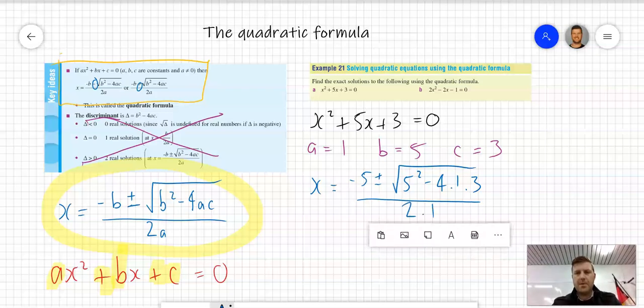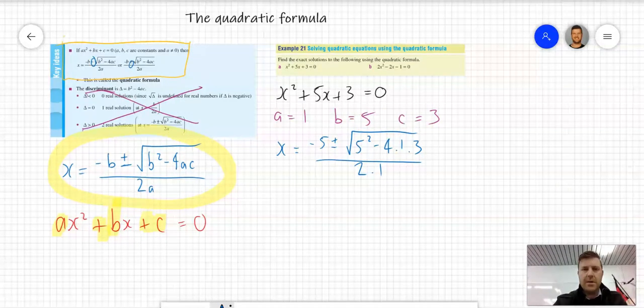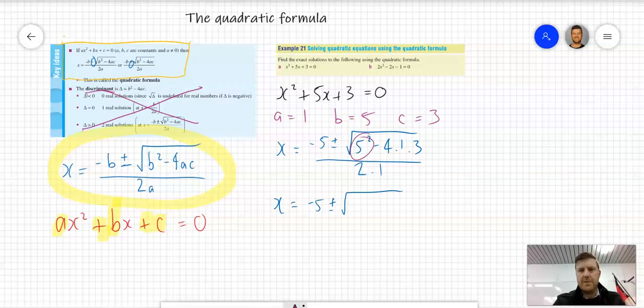I'm now going to solve this step by step. So x is equal to, let's keep that minus 5 there, plus or minus root. Now 5 squared is 25, and minus 4 times 1 times 3: minus 4 times 1 is minus 4, times 3 is minus 12, all over 2 times 1, which is 2.